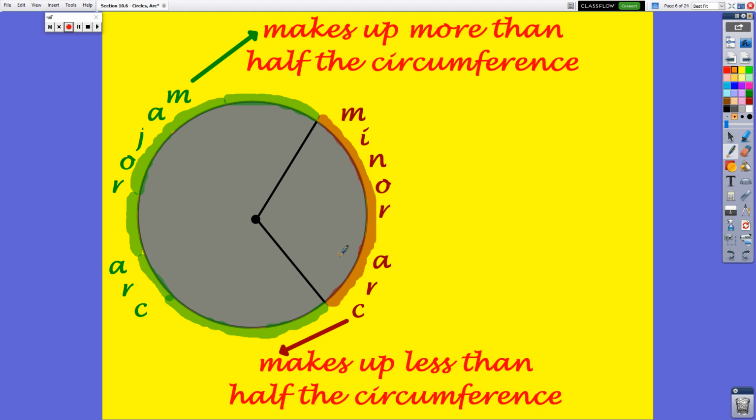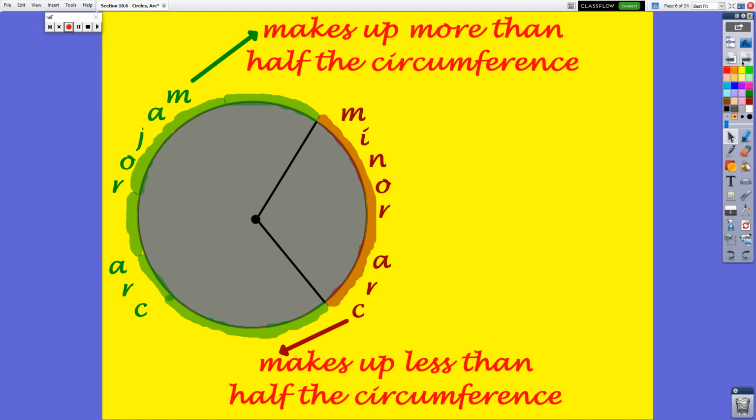And so to start off, we'll say a minor arc makes up less than half of the circumference, or the perimeter of a circle. And a major arc is going to take up more than half of the circle. So notice here, this major arc, this green highlighted part, that's more than half of the circle. And this minor arc, this reddish arc, is less than half the circle.